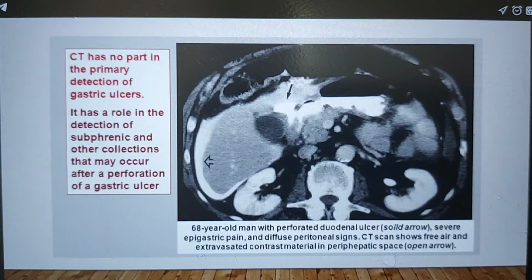On this CT scan, you can see air and extravasated contrast material in the subhepatic space. So, as I said just now, CT scan has no part in the primary detection of gastric ulcers. However, it has a role in the detection of subphrenic and other collections that may occur after operation.